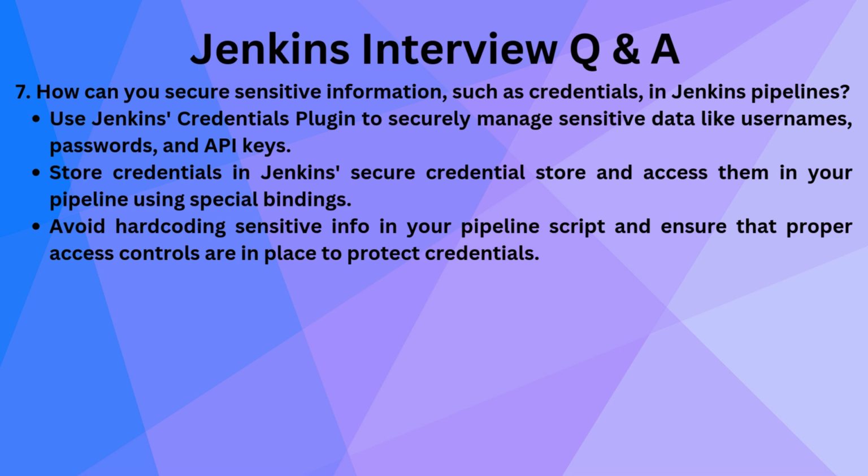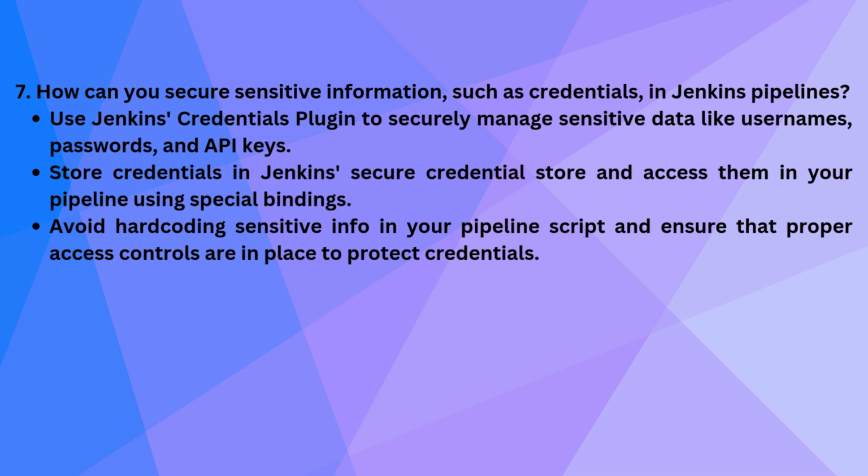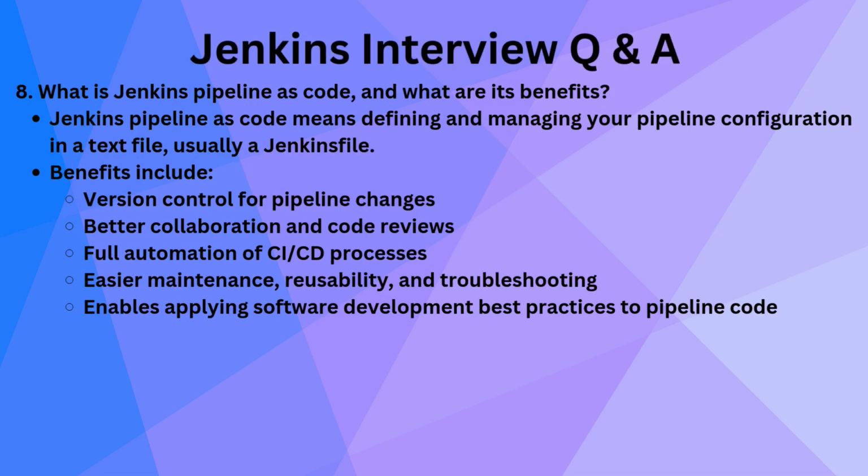8. What is Jenkins Pipeline as Code, and what are its benefits? Jenkins Pipeline as Code means defining and managing your pipeline configuration in a text file, usually a Jenkinsfile. Benefits include version control for pipeline changes, better collaboration and code reviews, full automation of CI/CD processes, easier maintenance, reusability, and troubleshooting. And enabling applying software development best practices to pipeline code.